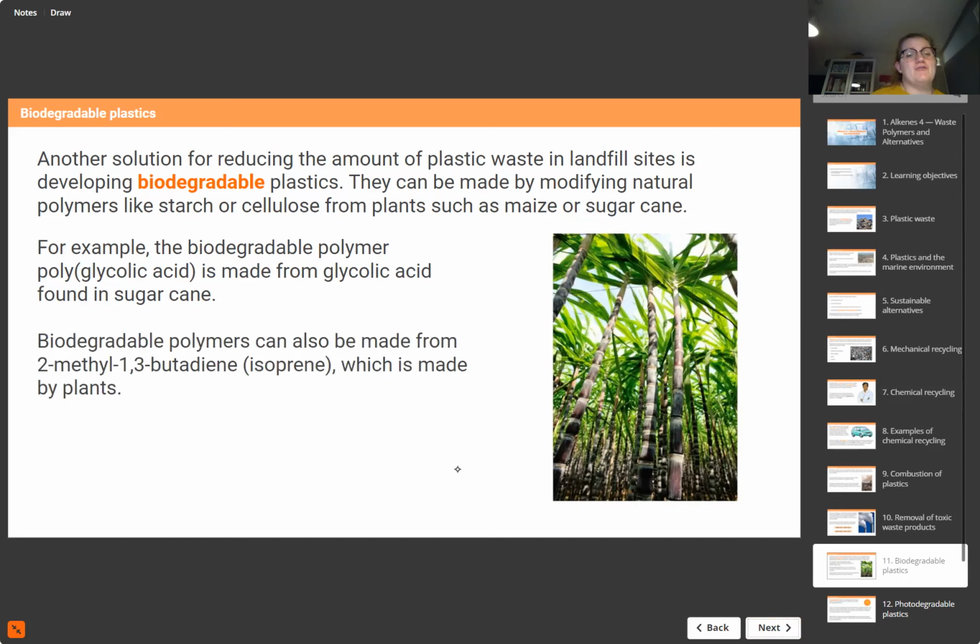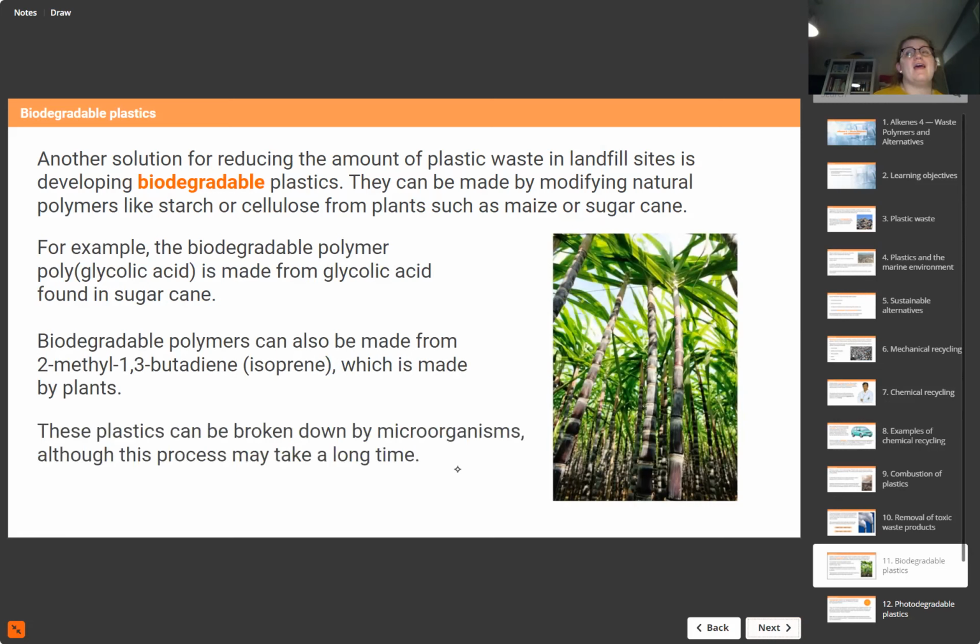Biodegradable polymers can be made from 2-methyl-1,3-butadiene, isoprene, which is also made by plants. And what's great about these plastics is they can get broken down by microorganisms, but it's not super fast. It's not just going to happen instantly. This process could take a long time. So yes, it is better than the other plastics, but it's got a downside.